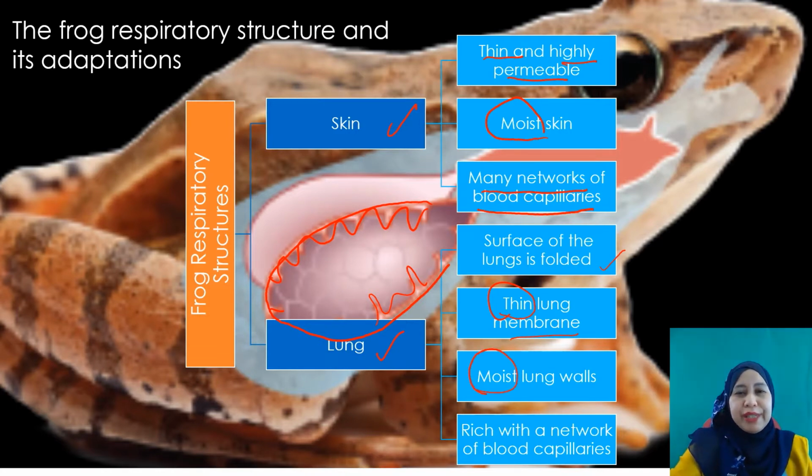Next is moist. The lung wall of the frog is moist so that the respiratory gases can easily dissolve. And the last one, the lung of the frog is rich with network of blood capillaries. Again, it is to make the transportation of respiratory gases easier.